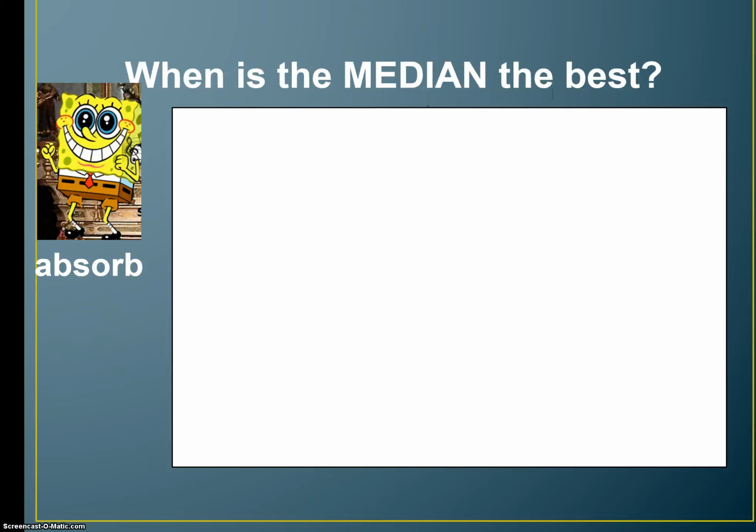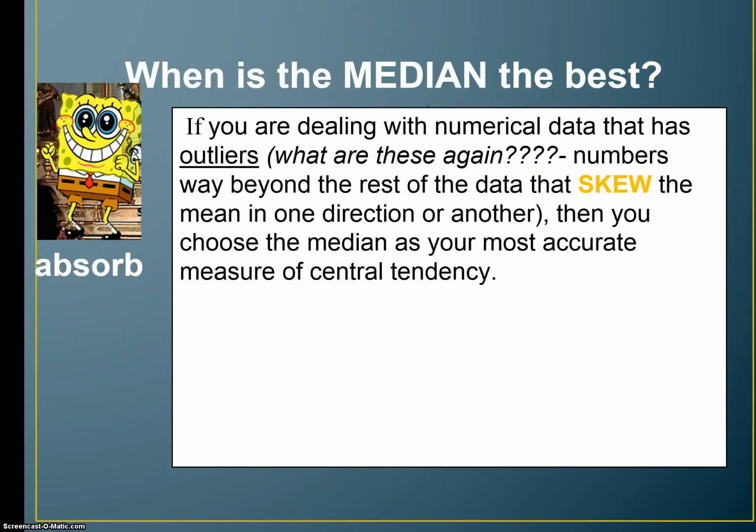When is the median the best? So the median is the best if you're dealing with numerical data. Numerical means numbers again. If there's outliers. Outliers, those numbers way above or below the data set that skew the rest of your data in one direction or another. So if you have an outlier that's way above the rest of your data, it's going to increase your mean. And if you have an outlier that's way below the rest of your data, it's going to decrease your mean. So your numbers aren't exactly going to be accurate. Middle of the data, that's your best measure of central tendencies. The one that's around the middle is usually the mean, unless again you have the outlier. And then you're going to get rid of those outliers and use the median.